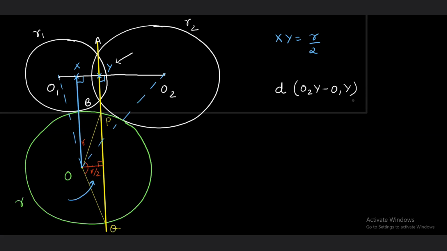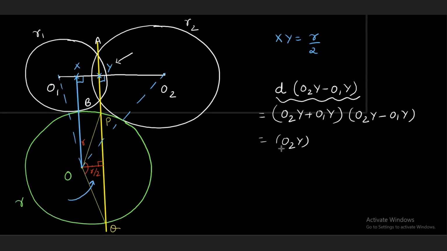What do you mean by D multiplied by O2y minus O1y? Can I write it as D is O2y plus O1y multiplied by O2y minus O1y, right? I started with this one. It got converted to this form, which is nothing but O2y whole square minus O1y whole square. Correct? But what is O2y whole square? So again, pay attention. O2y whole square now I'm going to write. How am I going to write it?